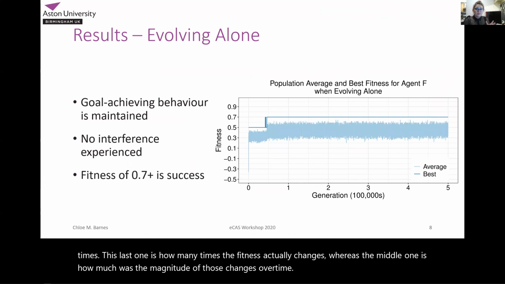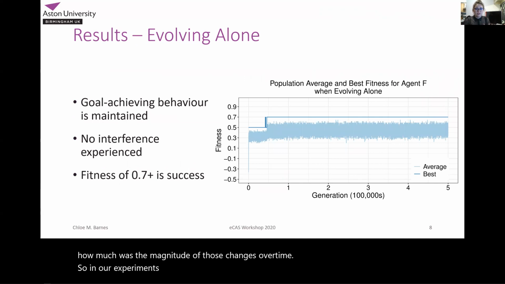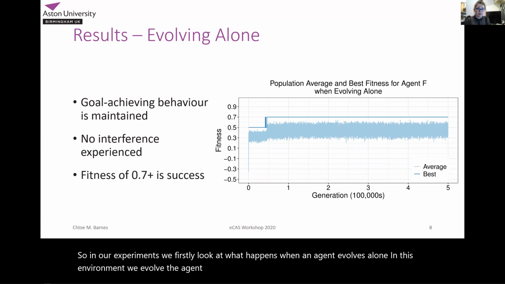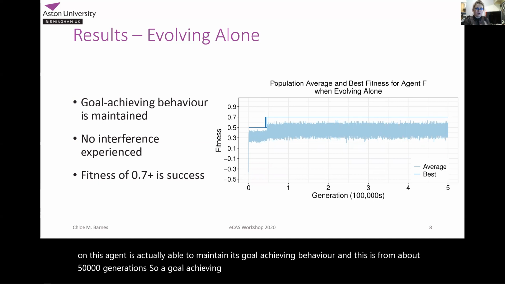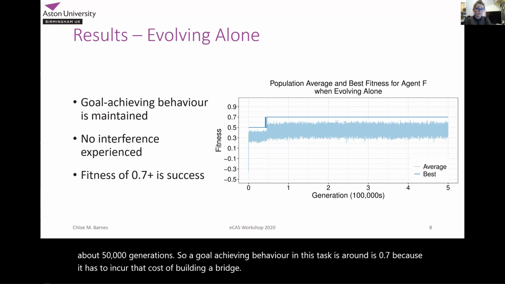So in our experiments, we firstly look at what happens when an agent evolves alone in this environment. And we evolve the agent for 500,000 generations. And we can see that from very early on, this agent is actually able to maintain its goal-achieving behavior. And this is from about 50,000 generations. So a goal-achieving behavior in this task is 0.7, because it has to incur that cost of building a bridge in order to achieve its goal.